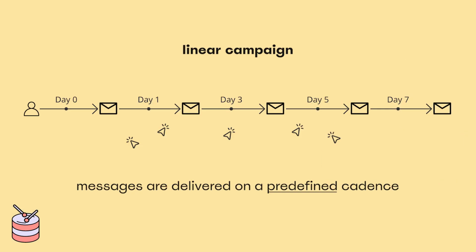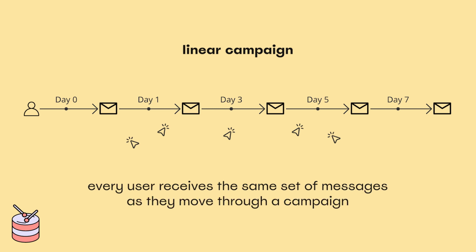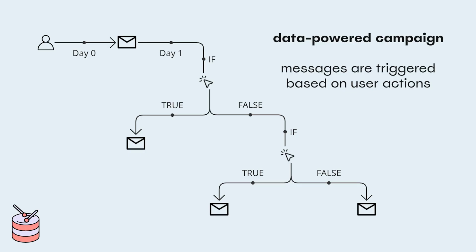Now, before we proceed, here's a quick refresher from part 1 of the series where I covered the fundamentals of data-powered messaging. So, messages in a linear campaign are delivered on a predefined cadence, like one email every day for 5 days. And every user who enters the campaign receives the same set of messages. On the contrary, messages in a data-powered campaign are triggered based on the events the user performs or doesn't perform in the app. I highly recommend watching part 1 if you haven't already. Now, back to part 2.